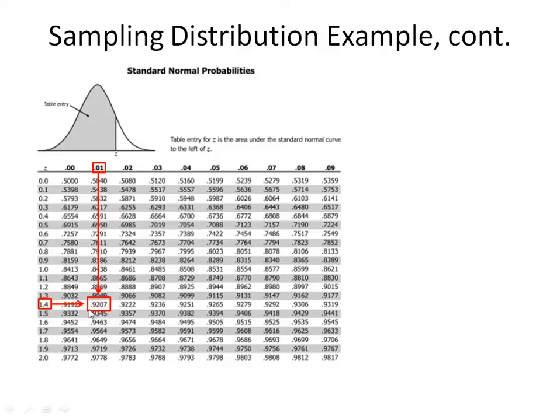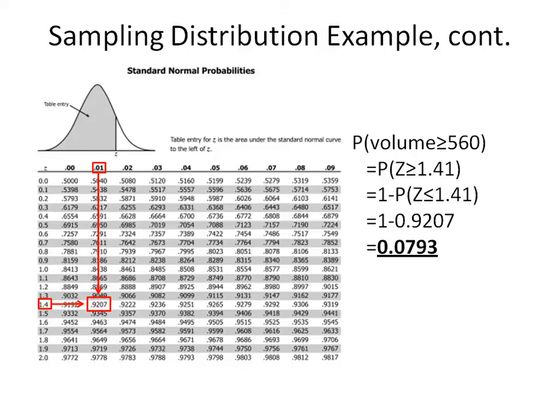So that means that 92.1% of the population lies to the left of this value. The probability that the per-person volume is greater than 560 would be the flip side of that, right? It would be the population where z is greater than 1.41. So we would say it's 1 minus what we calculated, because we want the area to the right, not the area to the left. We find that that's 0.0793, or you have a 7.93% chance of running out of oxygen.